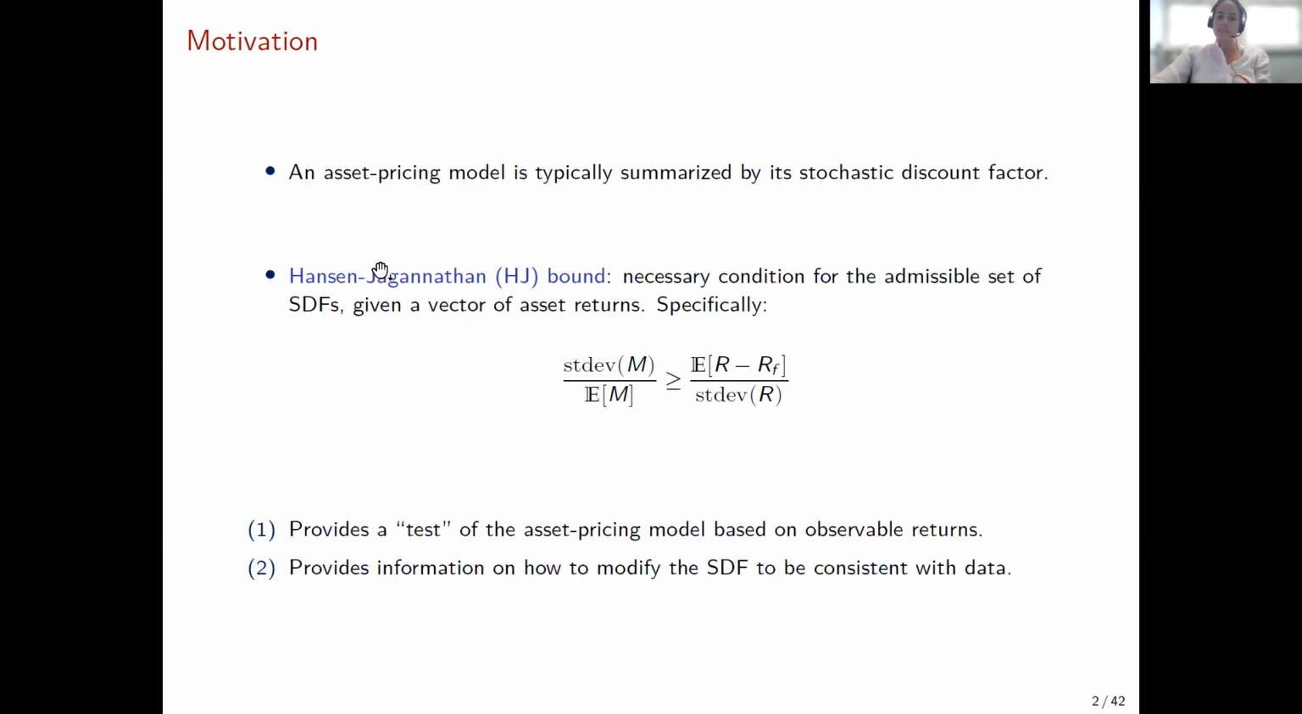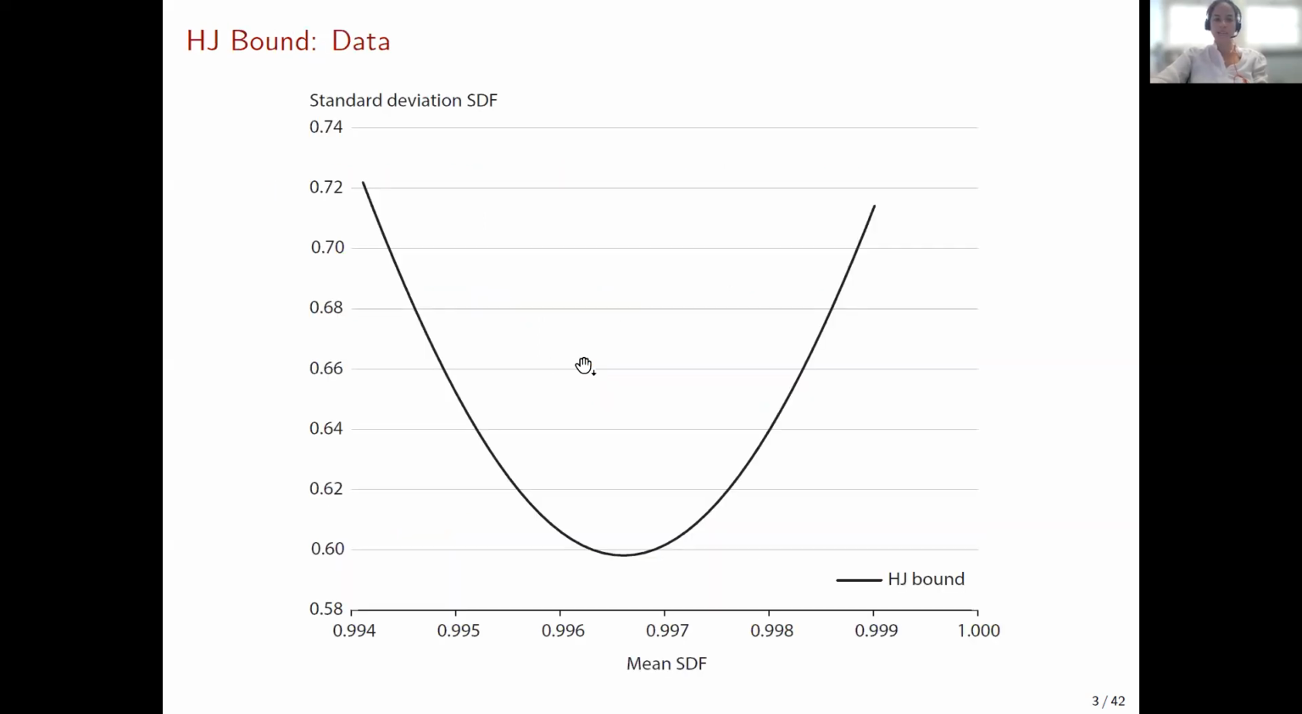So two reasons why the HJ bound has become so useful is because it provides a test of an asset pricing model based on observable returns. And second, it also provides information on how we should modify the stochastic discount factor in order to be consistent with the data. So let me just give you one quick example.